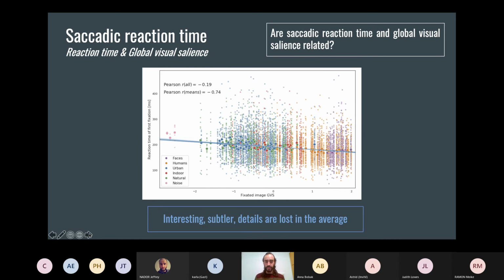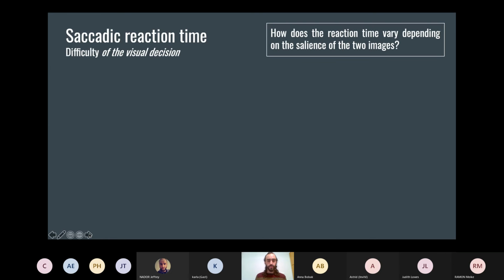So we went a little bit further to study what is actually happening with the location of the fixation during the trial and the time it takes to make the first visual decision, whether to look to the left or to the right, and how this relates to the salience scores that we had computed in the first part of the project. Next slide, please.